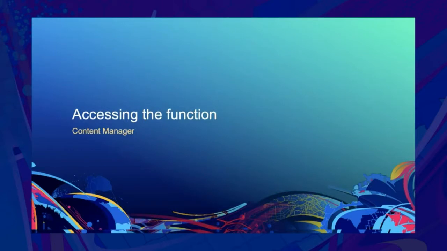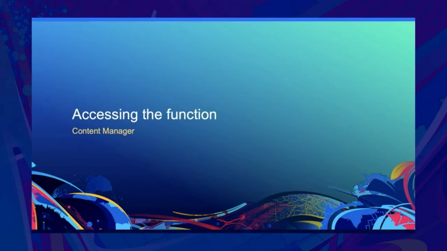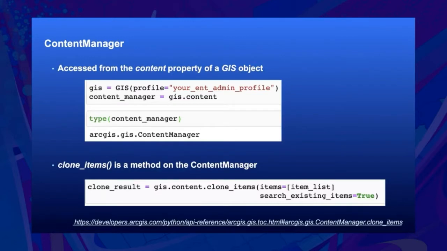Let's take a look at how we access the function. So the clone items function is a method on the content manager. Anytime we make a GIS connection, there's a content property, which returns a content manager, and from there, I can access the clone items function.